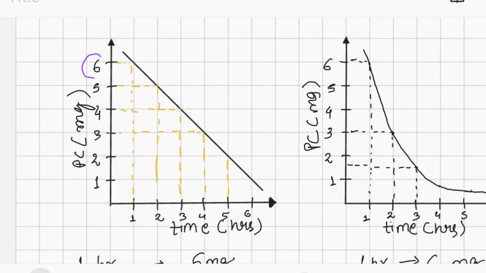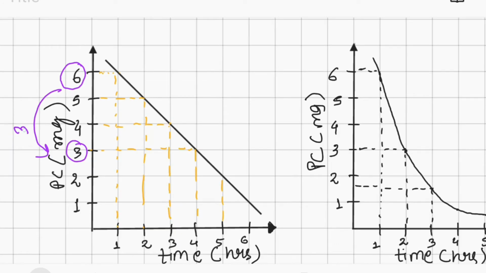Looking at the graph of zero-order kinetics, the plasma concentration of a drug in the first hour is 6 milligrams, half of which is 3 milligrams. So, the time taken for plasma concentration to reduce from 6 milligrams to 3 milligrams is T-half, which is 3 hours in this case. Similarly, the time taken by the drug to reduce from 3 milligrams to 1.5 milligrams is 1.5 hours, which is the next T-half.